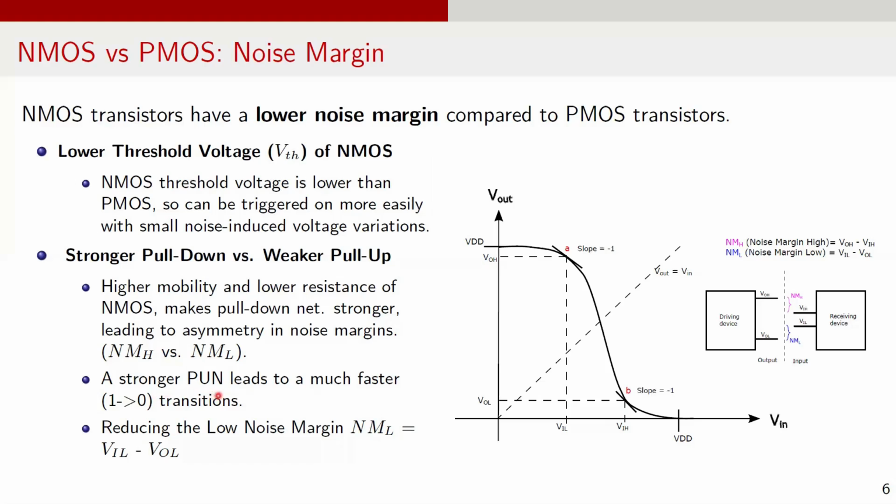A stronger pull-down network leads to much faster 1 to 0 transitions, thus reducing the low noise margin, which is VIL minus VOL. Here we have the voltage transfer curve of an inverter. As the pull-down network is stronger, the curve goes to low much faster with a stronger NMOS, which makes VIL and VOL much closer to each other, reducing the low noise margin.